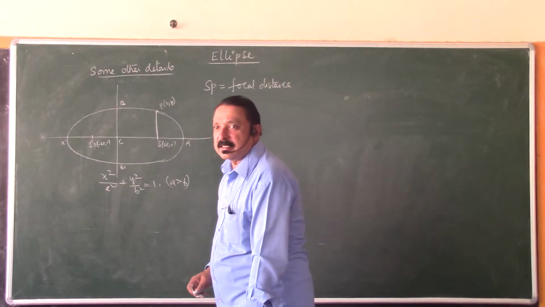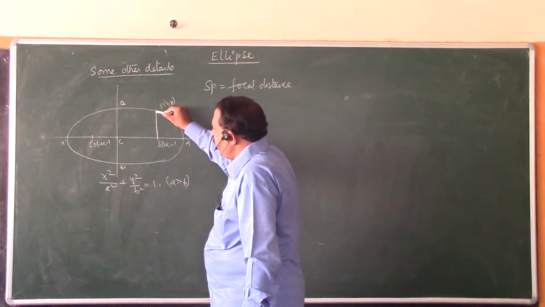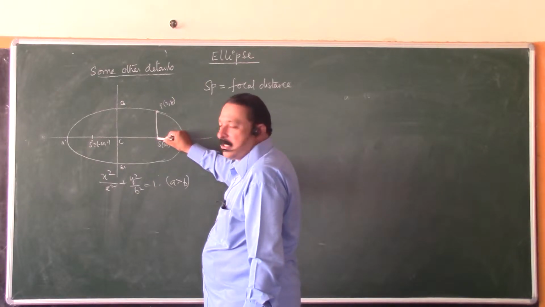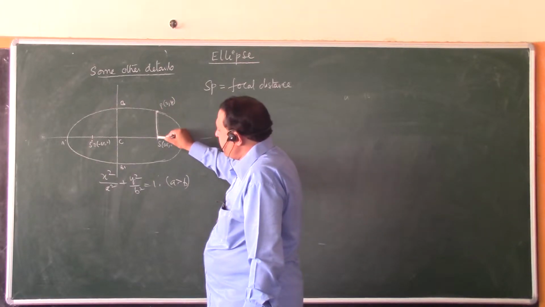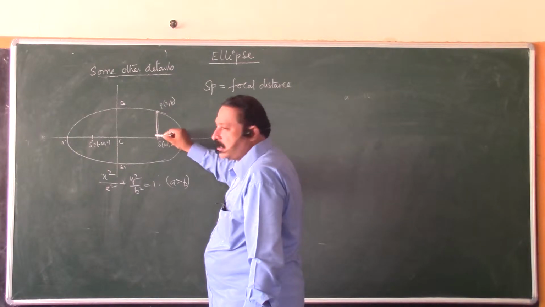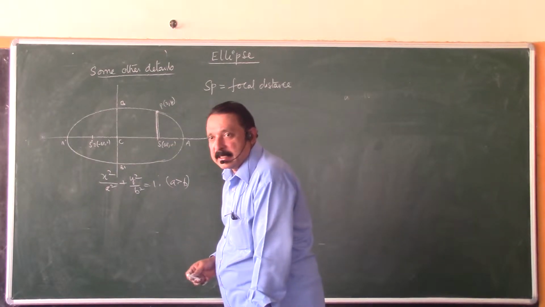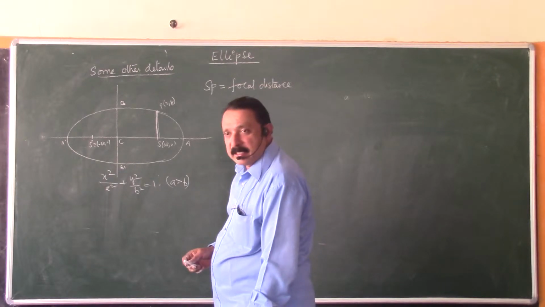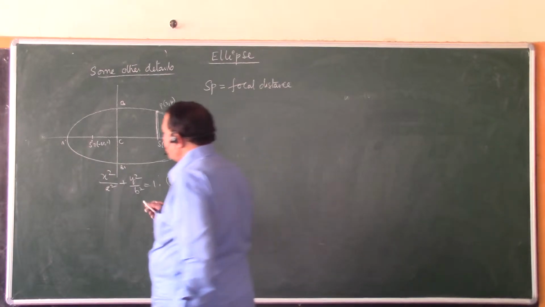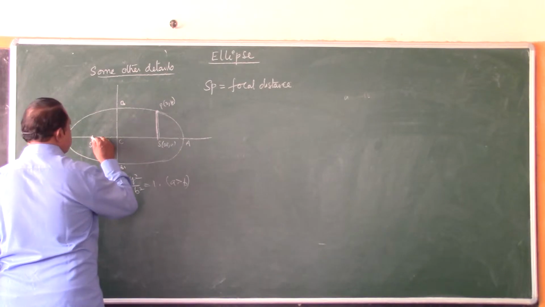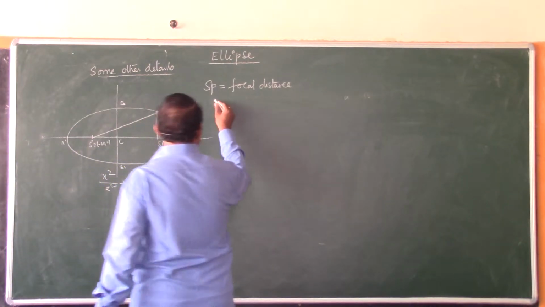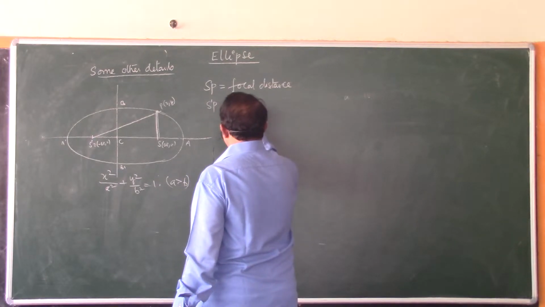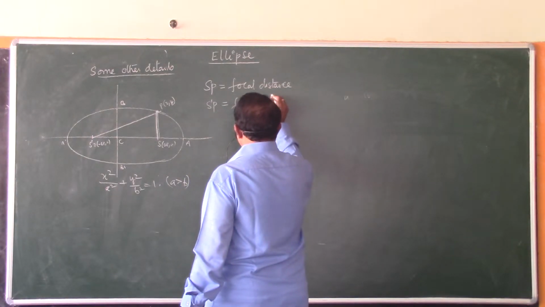Focal distance. Because you are joining any point on the ellipse with the focus. So the distance between that point and the focus is called the focal distance. You should also have one more focal distance because there is a second focus also. So the second focal distance is S dash P. SP is the first focal distance. S dash P is also a focal distance.